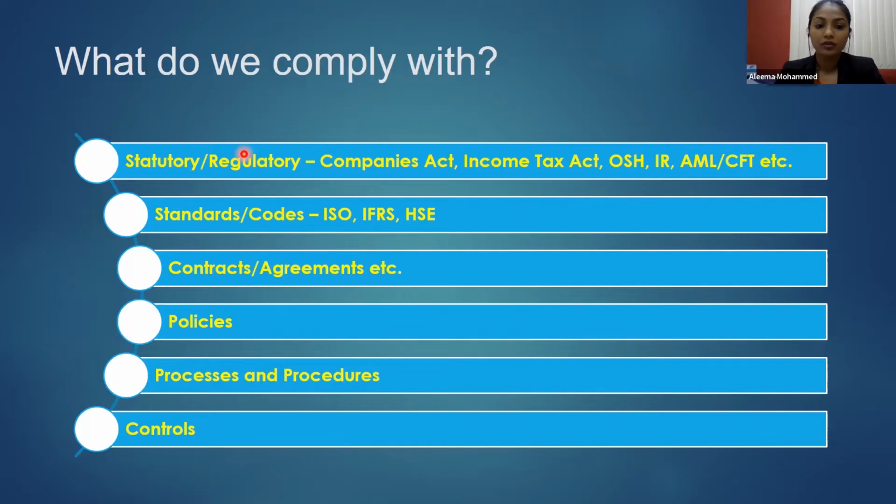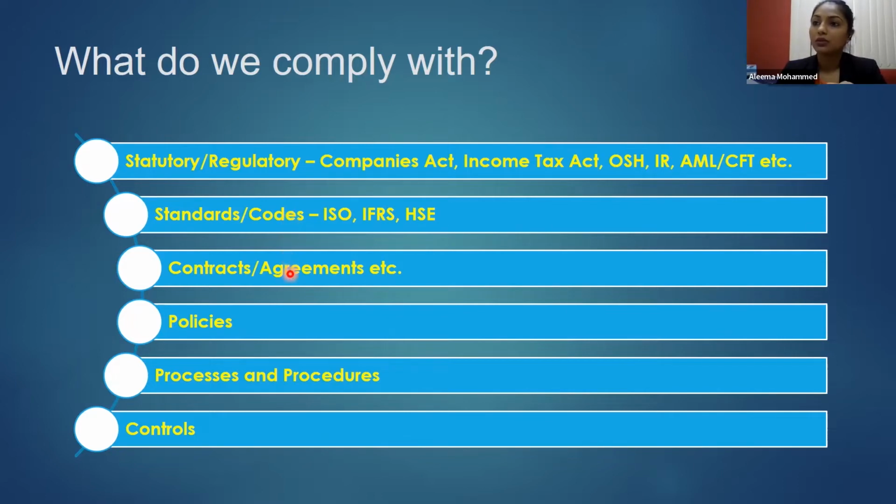You may also have standards and codes, International Organization for Standardization, the ISO standards, other national standard-setting bodies, again, depending on your area of operations, International Financial Reporting Standards for your financial statement reporting, and you have health and safety. So there are a series of statutory, regulatory standards and codes, some of which you might not be able to deem as discretionary. They are things that you must comply with as part of your business.